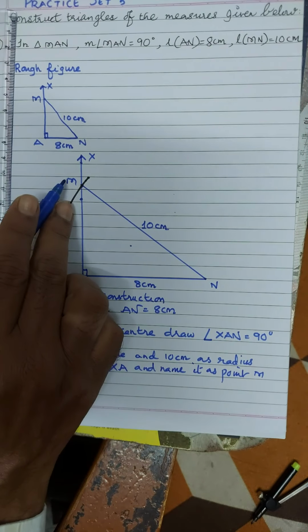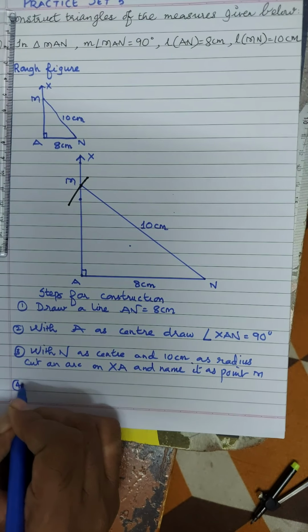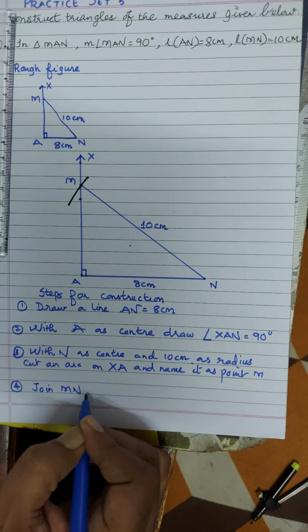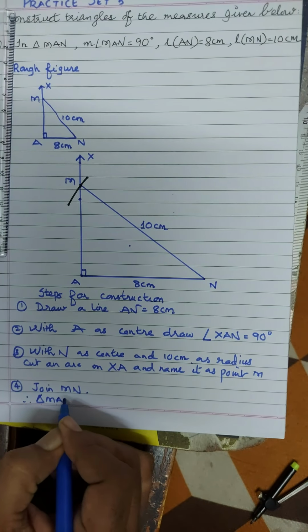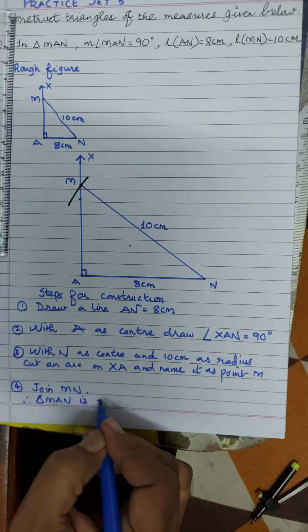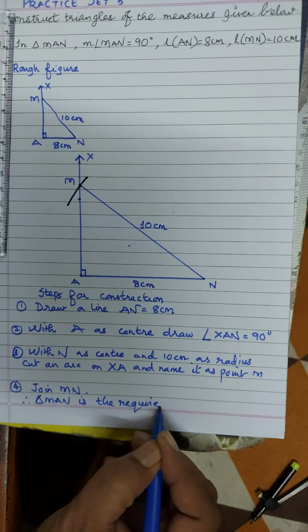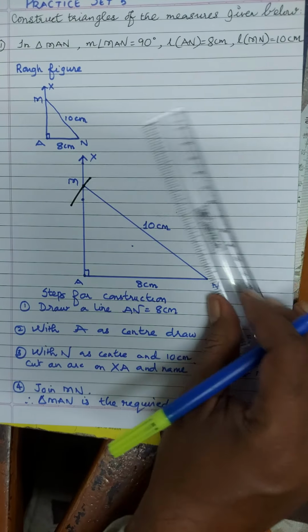Now the next step is we need to join M and N. So fourth point we write, join MN. Therefore our triangle MAN is the required triangle. So I hope you are understanding here. It's very simple, very easy.